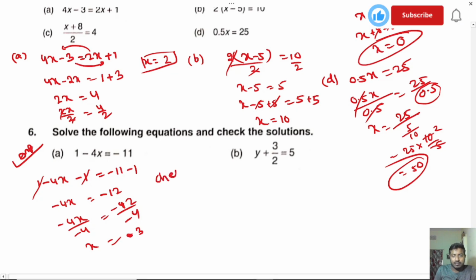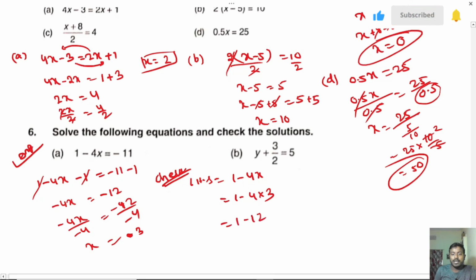Now check. First write LHS, 1 minus 4x, 1 minus 4 into 3, 1 minus 12 that is minus 11, equal to RHS.